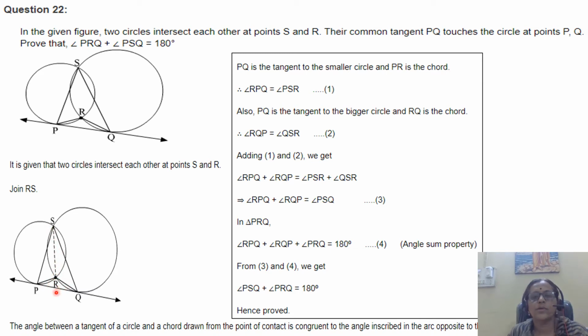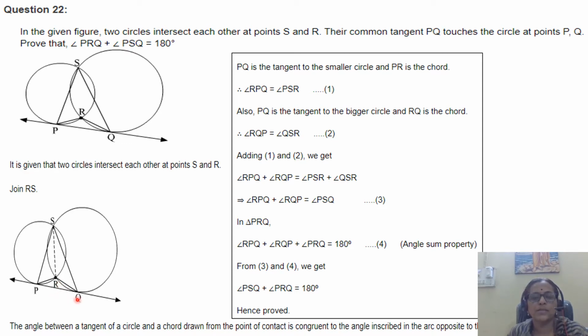So you have PQ tangent to the smaller circle and PR is a chord of the smaller circle. PQ tangent, PR chord. So angle RPQ is congruent to angle PSR. Angles in alternate segments are congruent. Label it as equation 1.